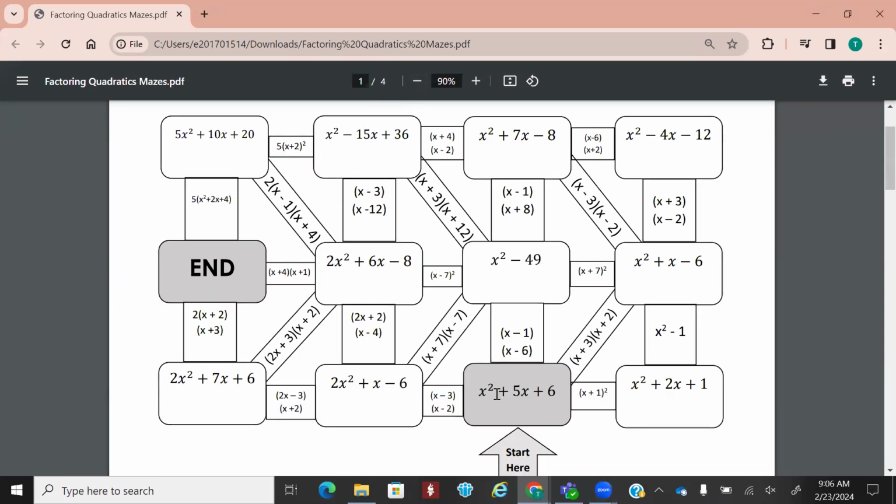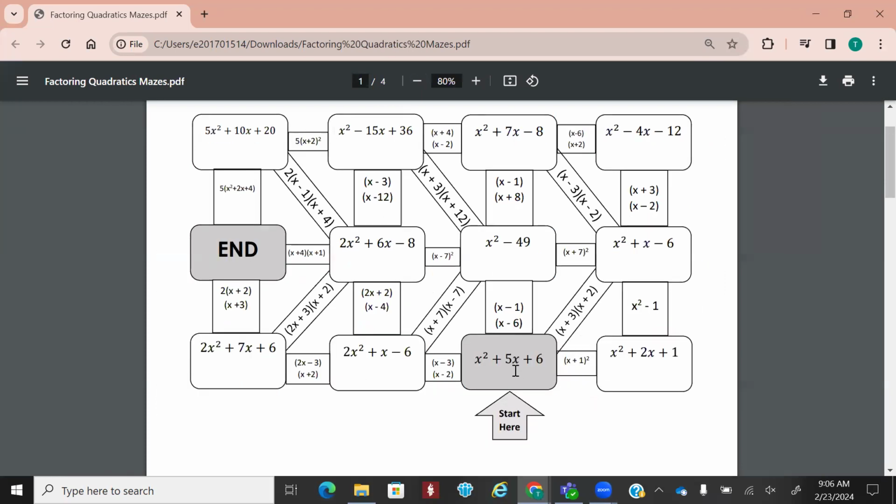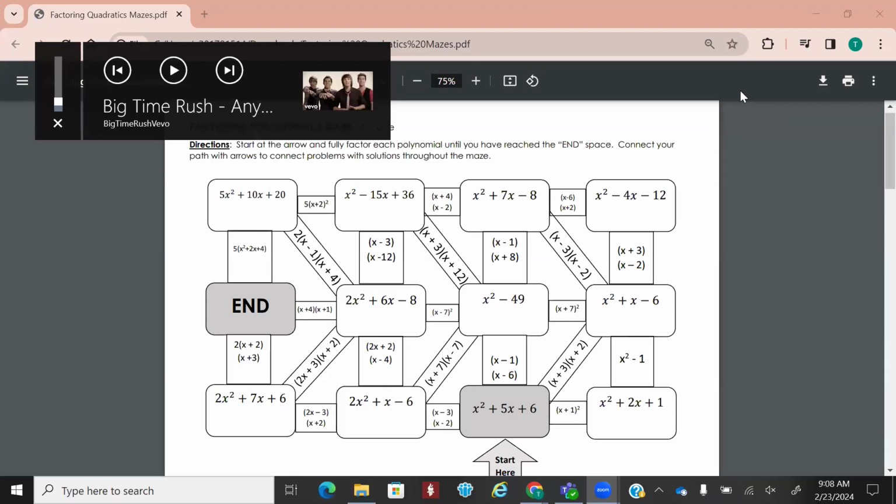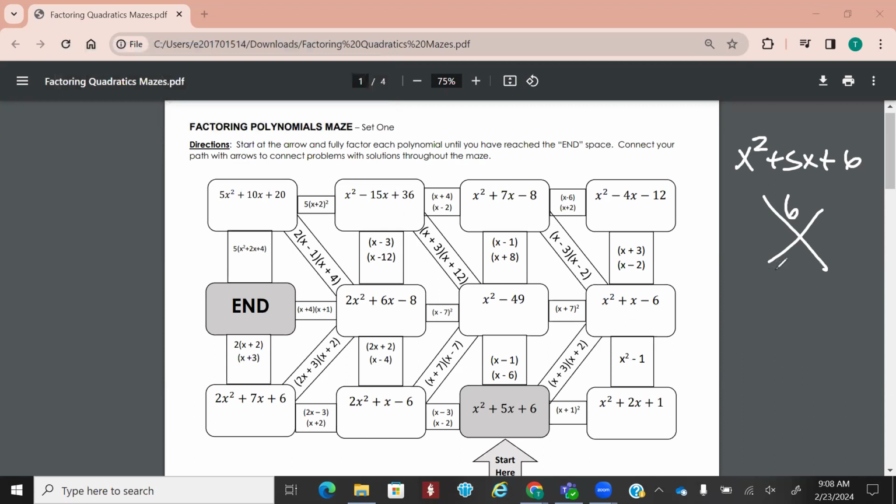Okay, so we're going to start here. Go ahead and try to factor this guy. Time to get everything done. All right, so on this one, we're going to factor. We've got x squared plus 5x plus 6. A times c gives me 6. B is 5, right? So what are factors of 6? 1 and 6, 2 and 3. Now, can I add 1 and 6 to get 5?